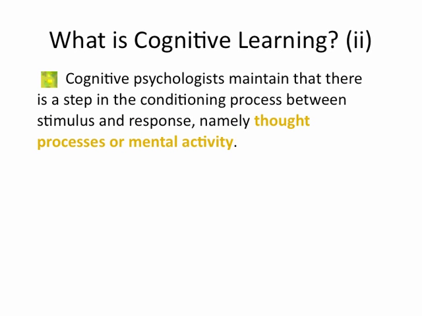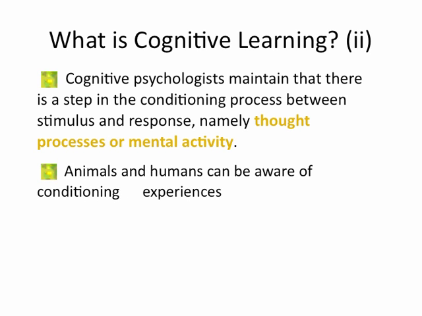Cognitive psychologists maintain that there is a step in the conditioning process between stimulus and response, namely thought process or mental activity. Okay, so what happens is that we don't all just follow and ring the bell and have no thought process. We're higher order thinking creatures. So what we're saying is that there has to be a more complex relationship to it. So animals and humans can be aware of the conditioning experiences. I can tell you I'm conditioning you and you're still probably going to do it.